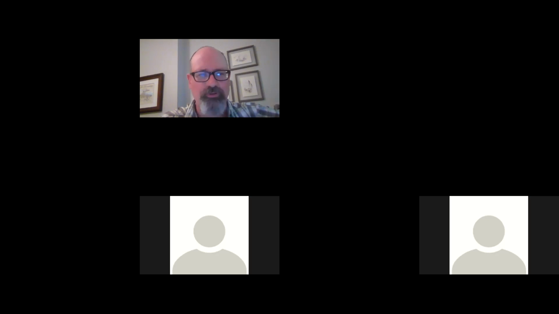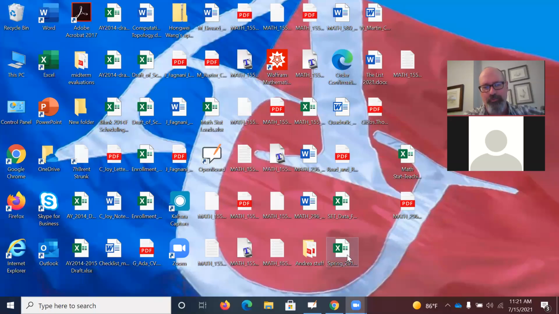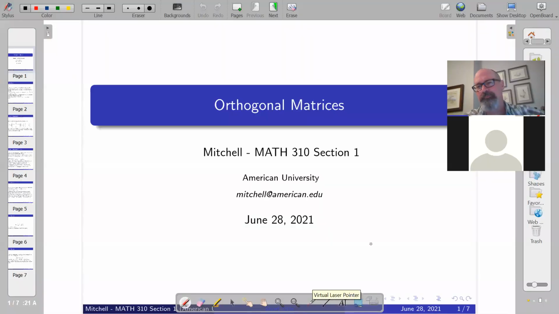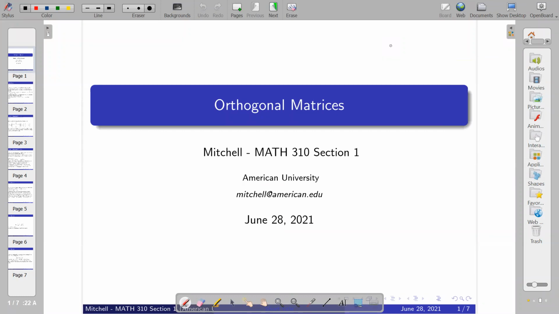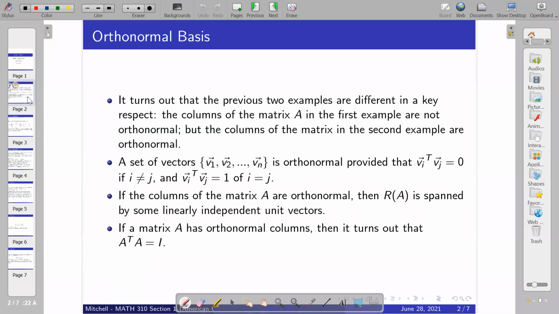So the gap between people's intuition about projection and what actually happens, that gap is bridged by this concept right here. It's the concept of an orthogonal matrix. That's what bridges the gap. So the previous examples are the ones that we're vaguely hinting at in this long discussion. The columns of the matrix A in the first example are not orthonormal, but the columns in the second example are. So that's what bridges the gap.